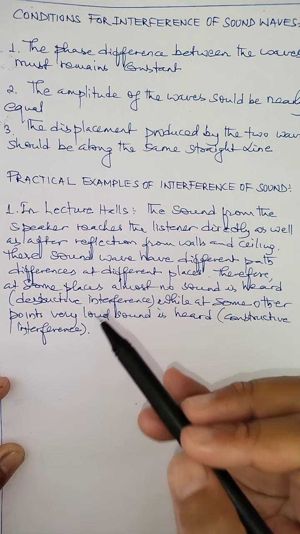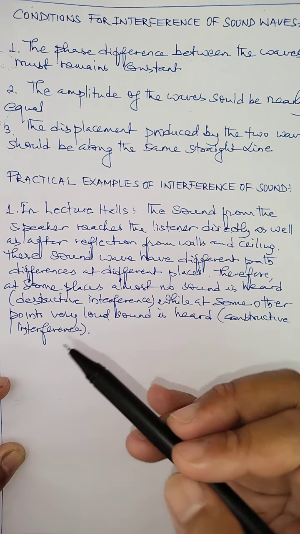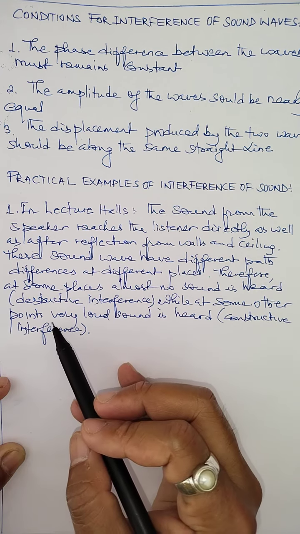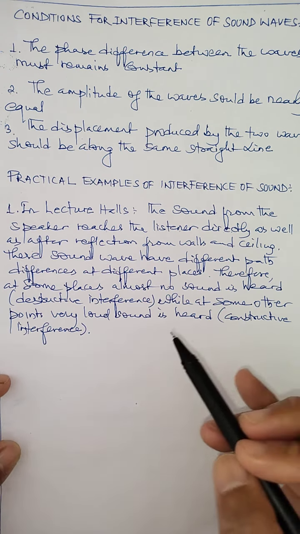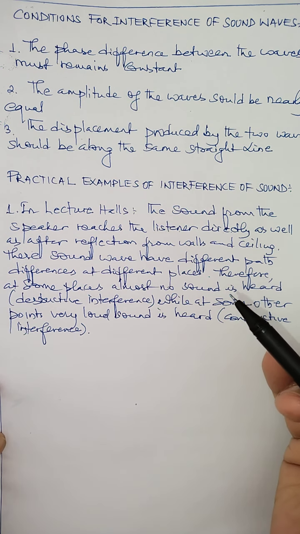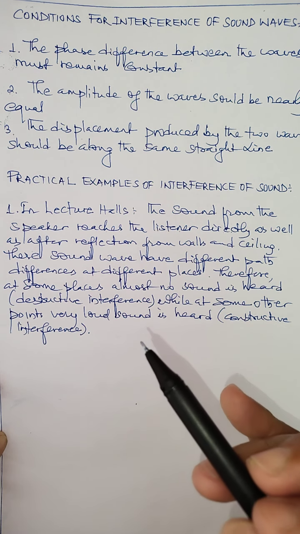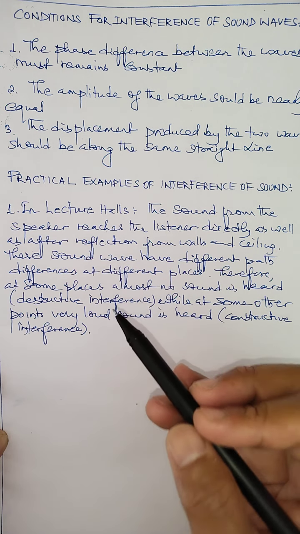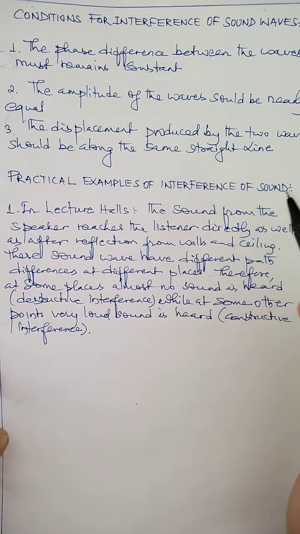Sometimes, at some place where the sound is almost not heard, whatever sound you hear is a minimum sound, while at some other point a very loud sound is heard. That is due to the superposition of two waves in such a way that the intensity of sound becomes maximum, and that leads to the formation of constructive interference. So this basically occurs in lecture halls, and this observation is basically the interference of sound.